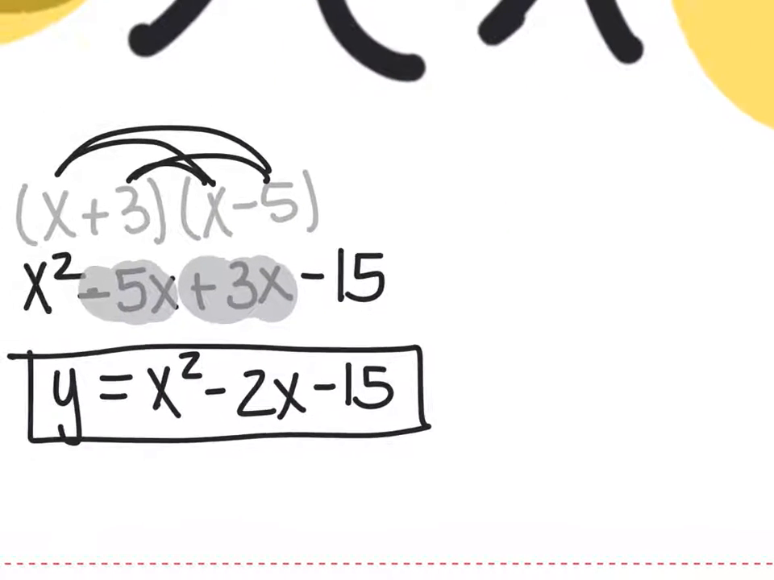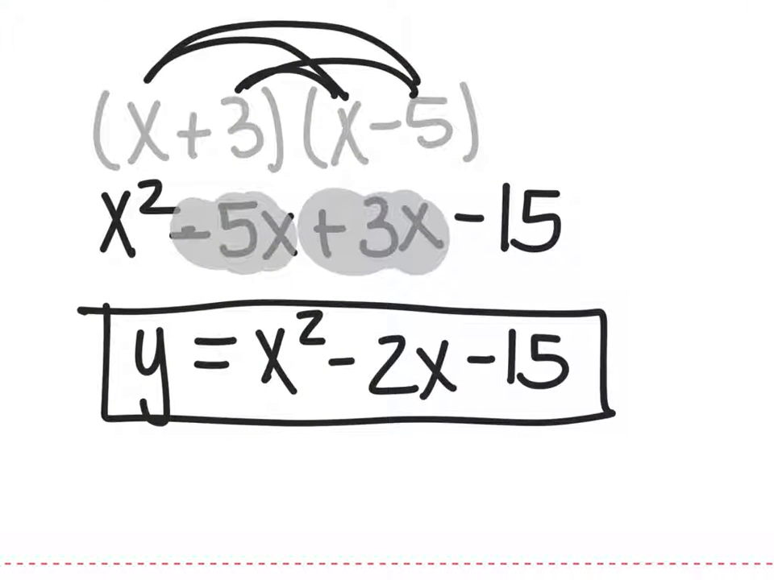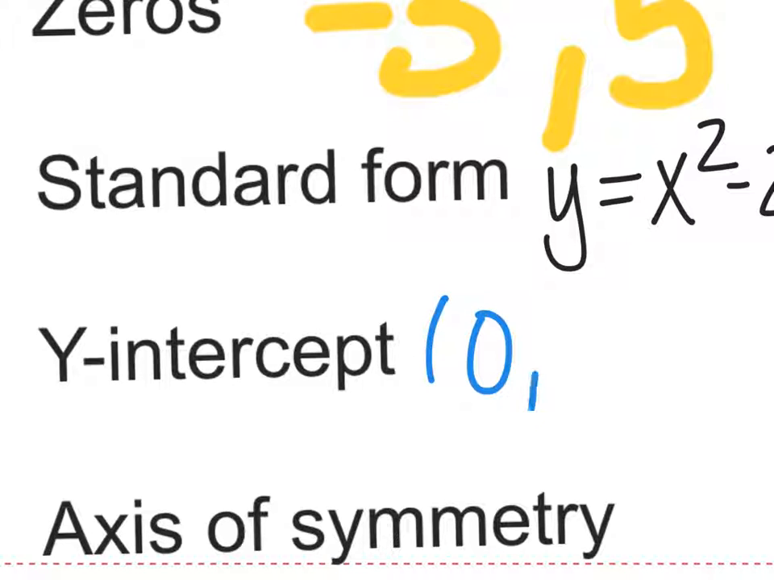So to find my y-intercept, it's easy to identify from my standard form, because my y-intercept is the number that, when it's in standard form, is by itself, the number that's without x. So my y-intercept in this problem would be negative 15. I'm going to write that as the ordered pair (0, negative 15). And that would be my y-intercept.